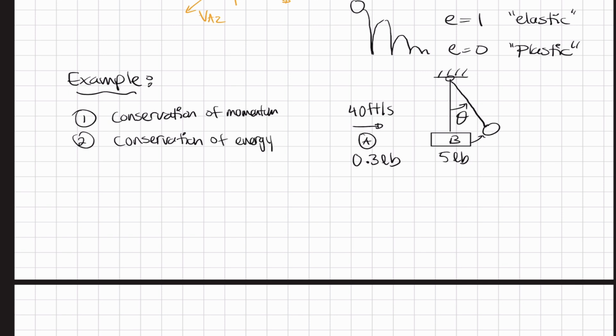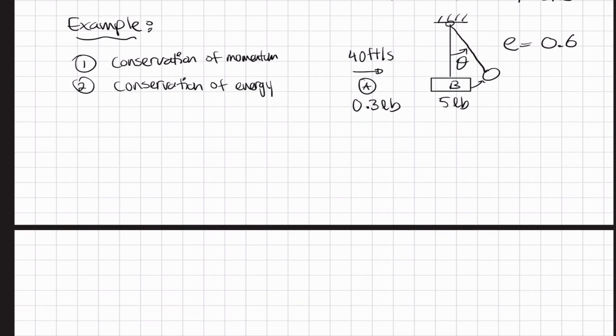So let's do the first part of the problem. And before we go, I want to make sure we have every bit of information. Oh, see, E here, the coefficient of restitution, is given as 0.6. And this can generally be approximated if we know what the materials are that are going to be impacting each other. Okay, so first of all, we know that WA is 0.3 pounds. We also know that WB is 5 pounds. Those are given to us.